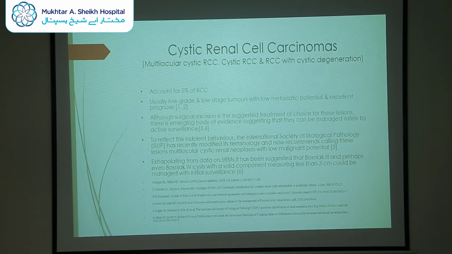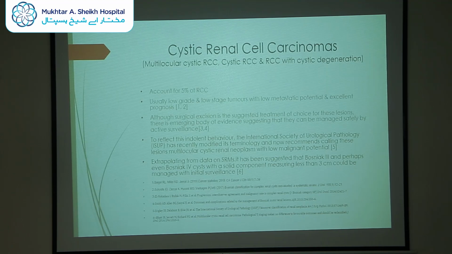Cystic renal cell carcinomas account for 5% of renal cell carcinoma, usually low grade, low stage tumors with a low metastatic potential and excellent prognosis. Although surgical excision is the suggested treatment of choice for these lesions, there is an emerging body of evidence suggesting that they can be managed safely by active surveillance. To reflect this indolent behavior, the International Society of Urological Pathology has recently modified its terminology and now recommends calling these lesions multilocular cystic renal neoplasm with low malignant potential.